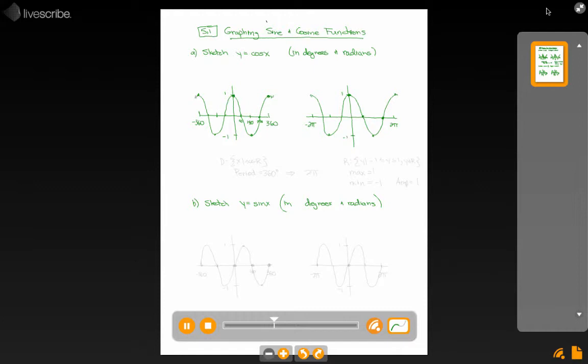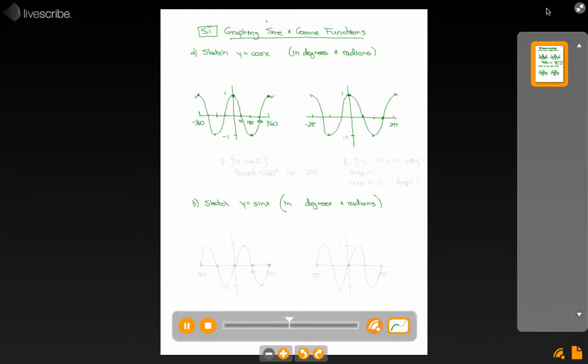In radians, I will have the exact same picture, except for, obviously, my x scale needs to be done in radians, not in degrees. But the shape of this graph still is this sinusoidal wave. Has a period now of 2 pi, not of 360, but the shape of it, the max and the min, all the same. So we have a graph that looks like that.